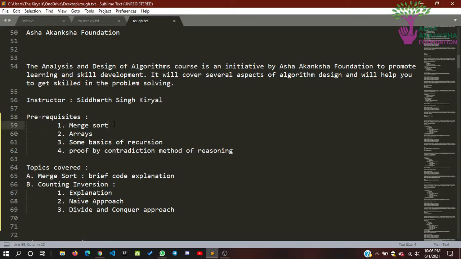Now I will be explaining the counting inversion. What is the counting inversion problem?